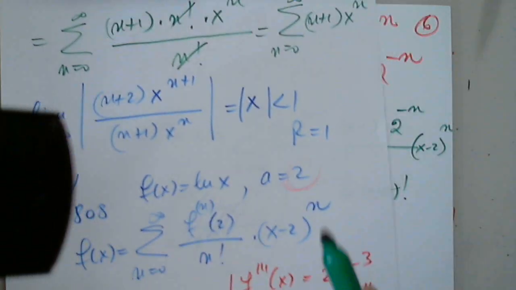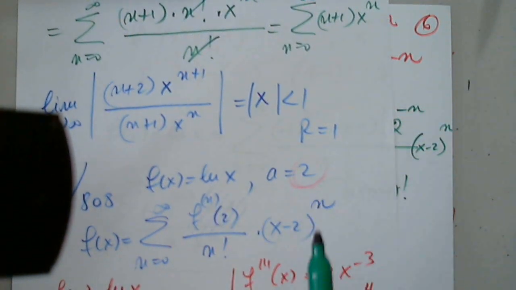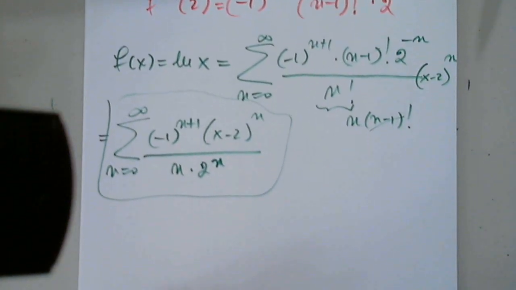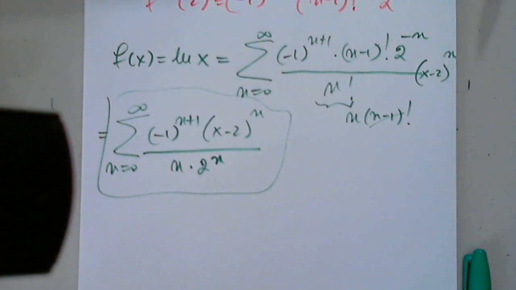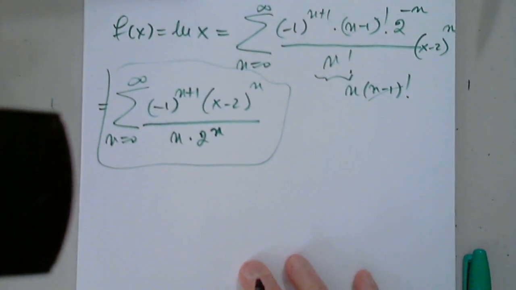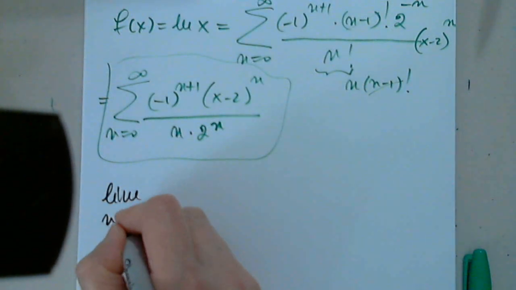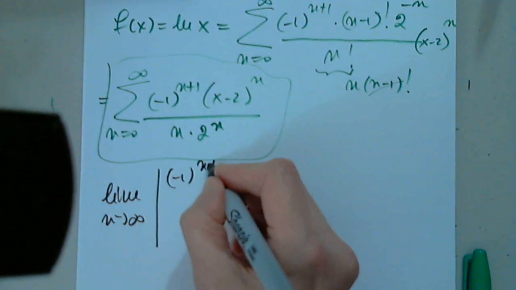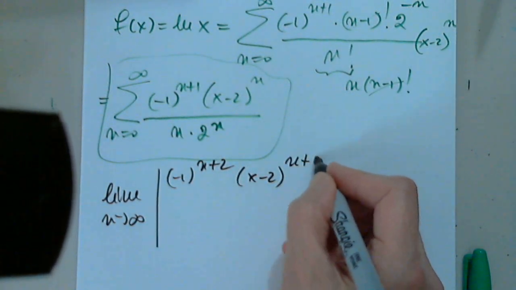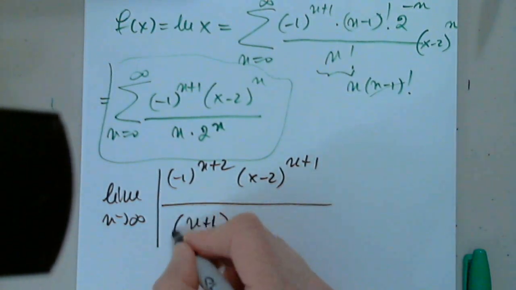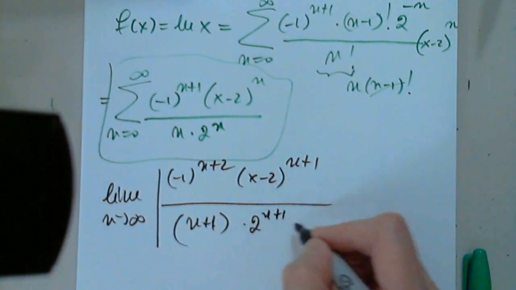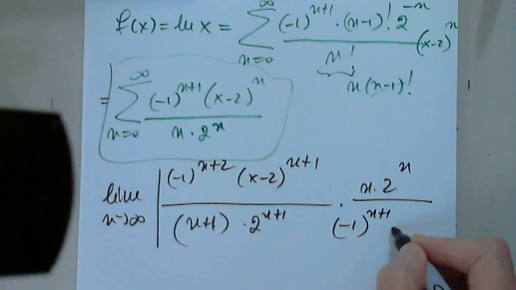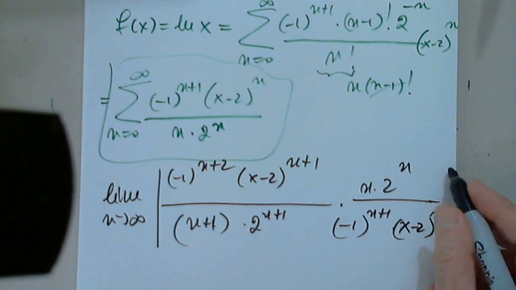It's a Taylor series representation of natural log at a equals 2. The Taylor series representation of natural log at 2. So now all we need to do is find the radius of convergence, and we can move on to the next problem. So for the radius of convergence, we will determine the limit as n approaches infinity of the next term, the n plus 1, so negative 1 to the n plus 2, x minus 2 to the n plus 1, over n plus 1 times 2 to the n plus 1, and I flip: n times 2 to the nth power, over negative 1 to the n plus 1 and x minus 2 to the nth power.